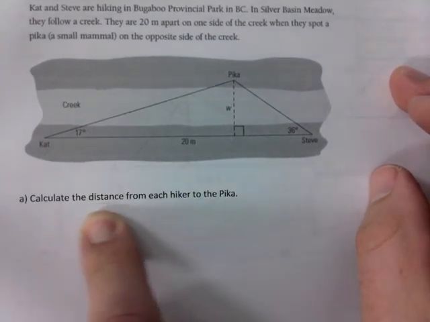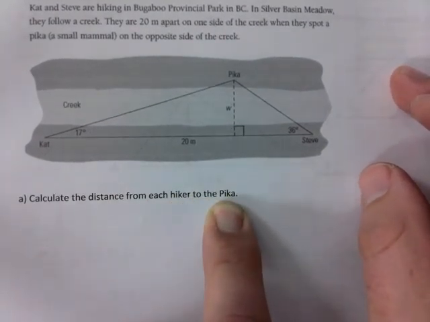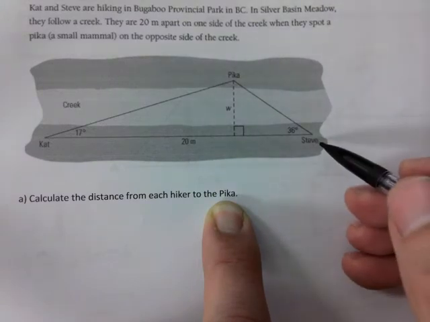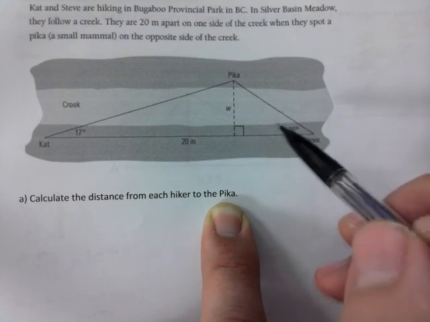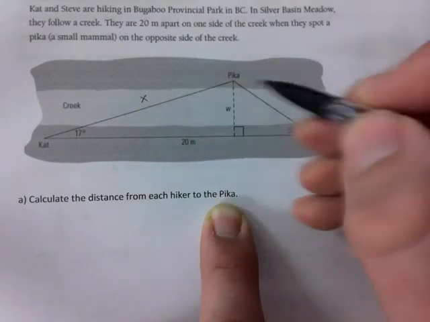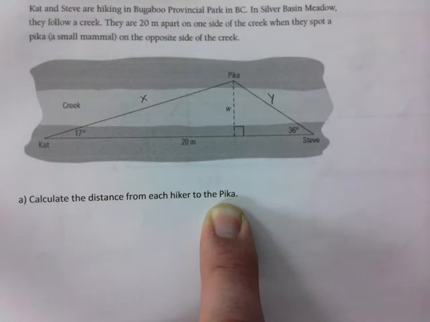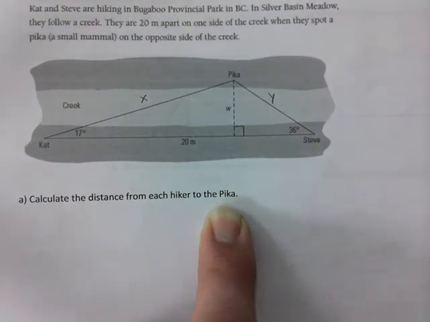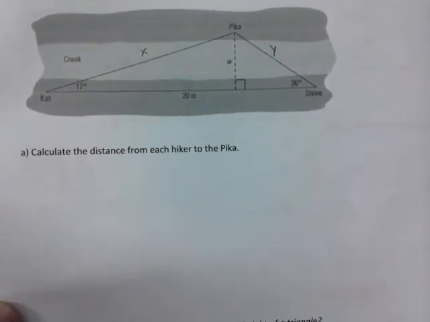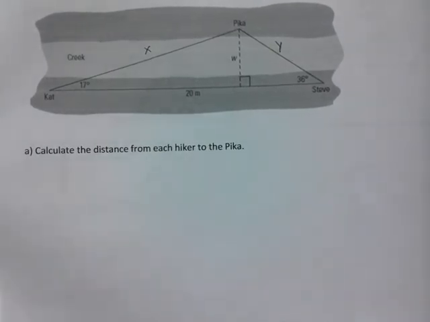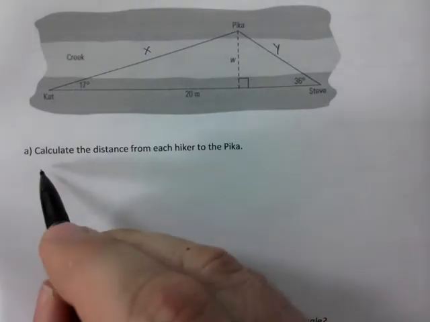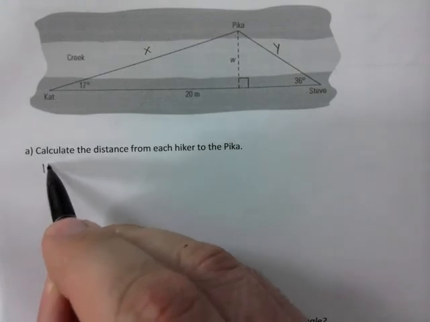So calculate the distance from each hiker to the pika, right? So we're going to calculate the distances. When there are no variables given, folks, do that yourself. We can call this x and this y. Be very careful. I'm going to mix up the right triangle that is inside. There's actually two, and the big triangle on the outside.